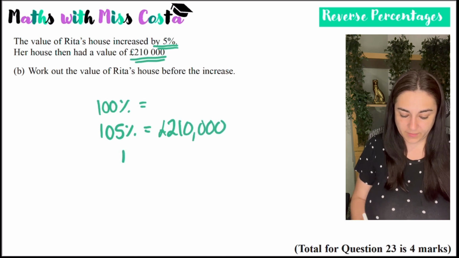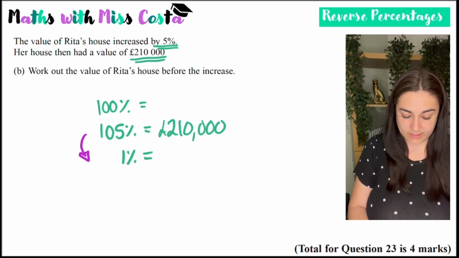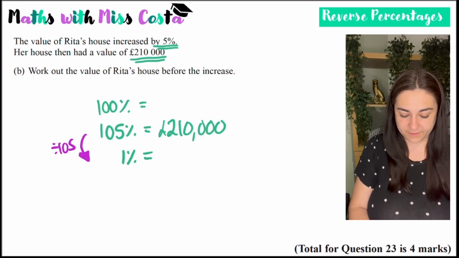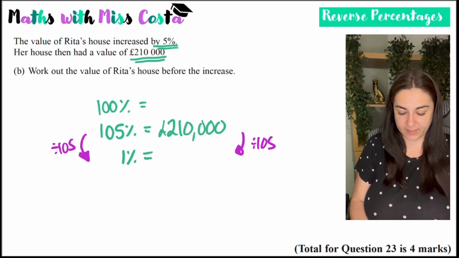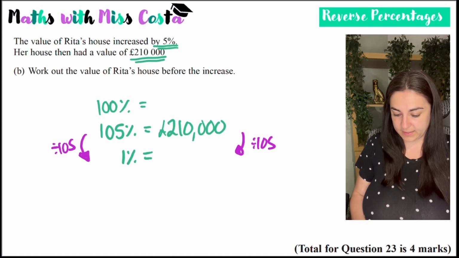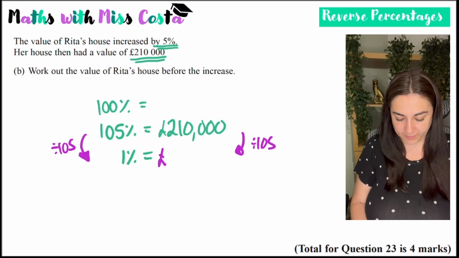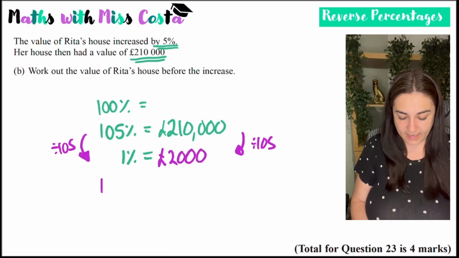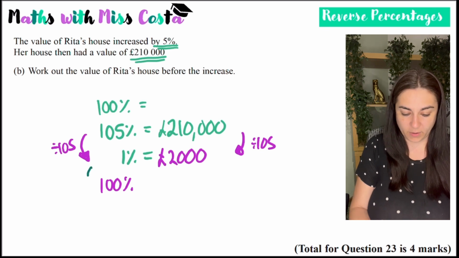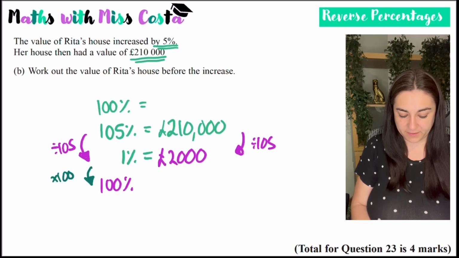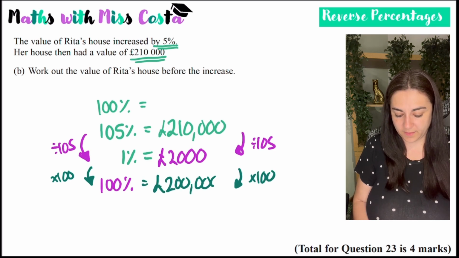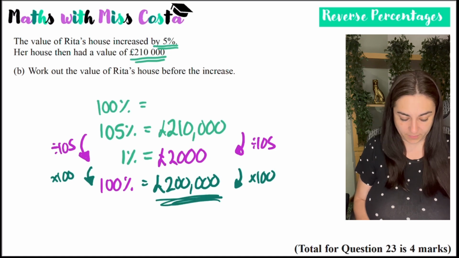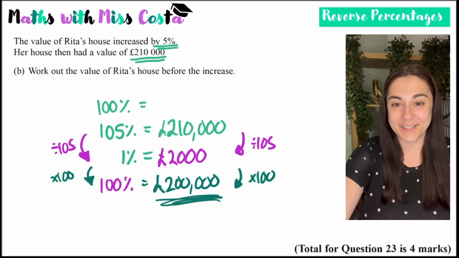So what I can do is figure out what 1% is. So if to get to 1 from 105, I have to divide by 105, I do the same to this side here. So 210,000 divided by 105 is 2,000. So 1% is 2,000. And then to get to 100%, I multiply 1% by 100. So I have to do the same to the other side as well. So that would be 200,000. And that would be the value before the increase. And that's the end of the paper.